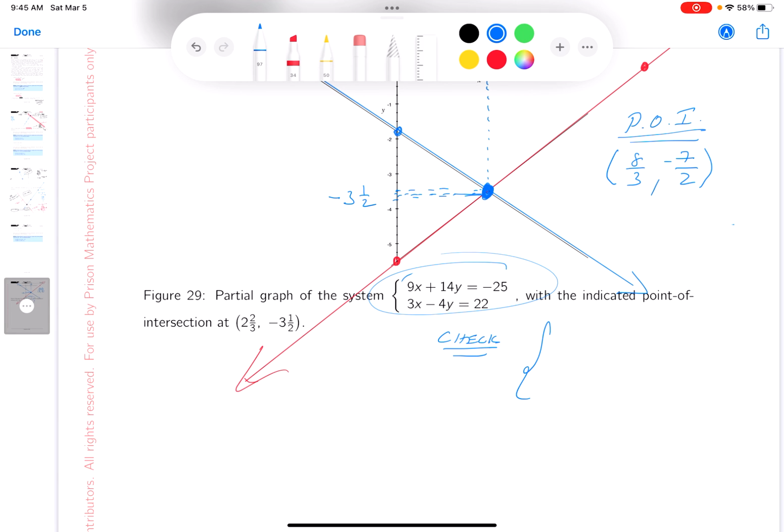Let's see, 3 goes into 9 3 times, so 24. Minus 2 goes into 14 7 times, and 7 times 7 is 49. Does that equal minus 25? Yeah, perfect. That's good. Let's do the next one. Don't think it's right yet. 3 times 8/3 is 8. And then I'm going to get plus 14. Does that equal 22 as advertised? Yes. This is the point of intersection. Thank you.